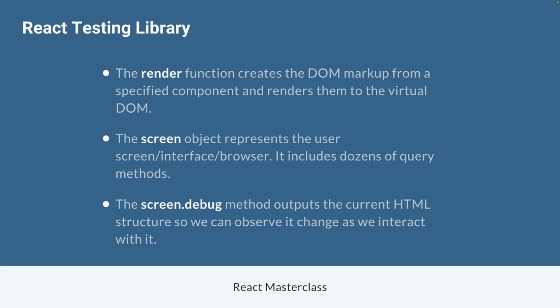And it also includes dozens of different query methods that we can utilize to query the DOM in different ways. So we can search for elements by their role, or by their placeholder text, or by the text they hold, etc. There are a lot of different ways, and as we also saw, there are preferred ways, and the usual recommendation is to query by role, because that is the most accessible way to query. We also saw the helpful debug method on the screen object, and that prints the current HTML. So as you interact with your component, you can observe it change over time.